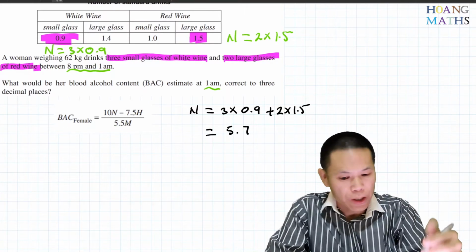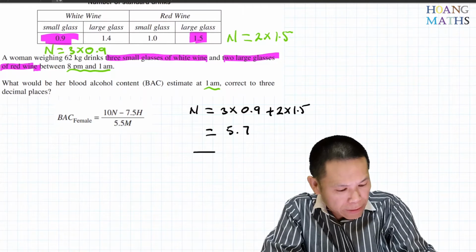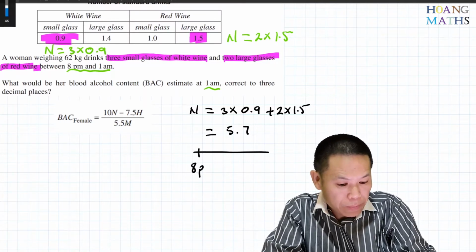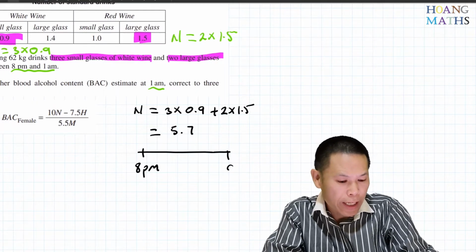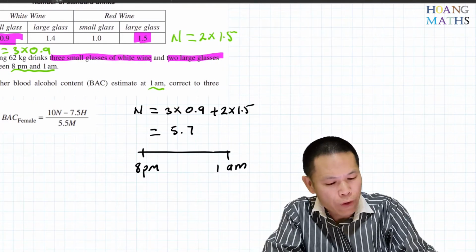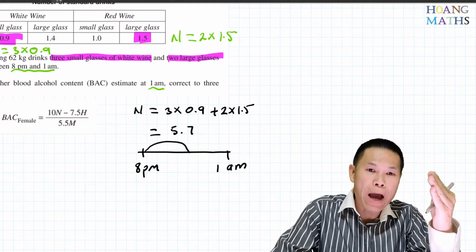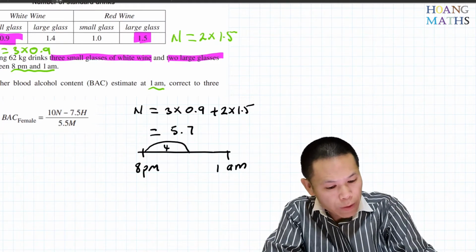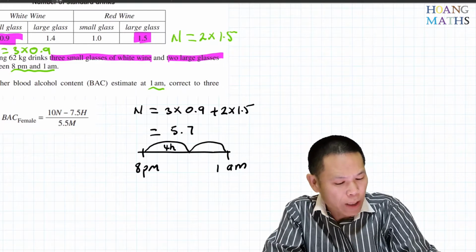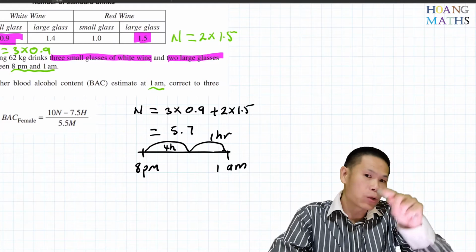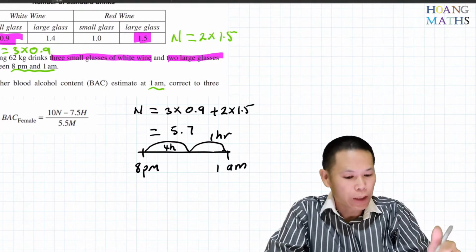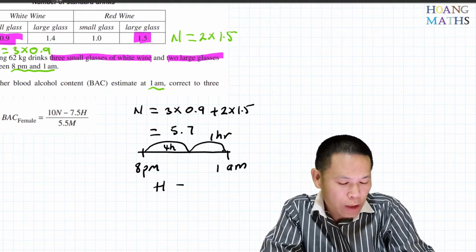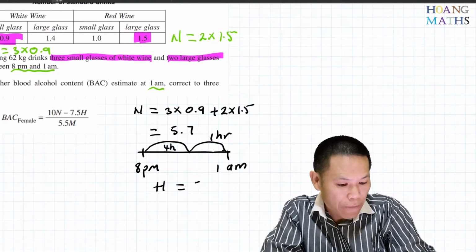H is the time. So she started drinking at 8 p.m. And she ended at 1 a.m. So from 8 to 12 is 4 hours. So we just write 4 hours here. And then from 12 to 1 a.m., another hour. So altogether, H, the number of hours, is 5.